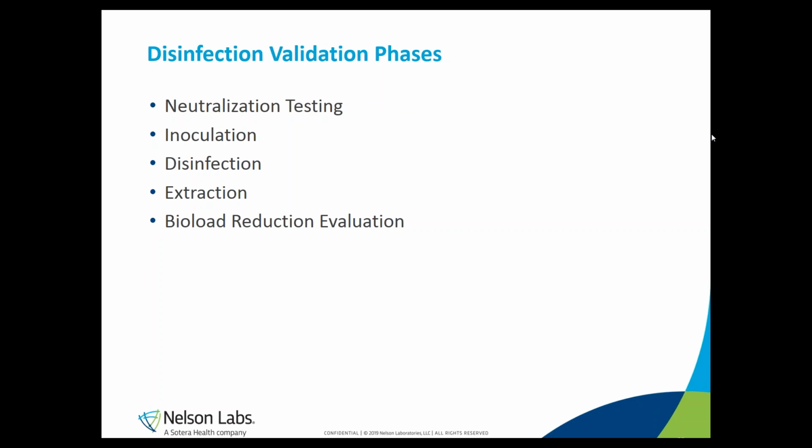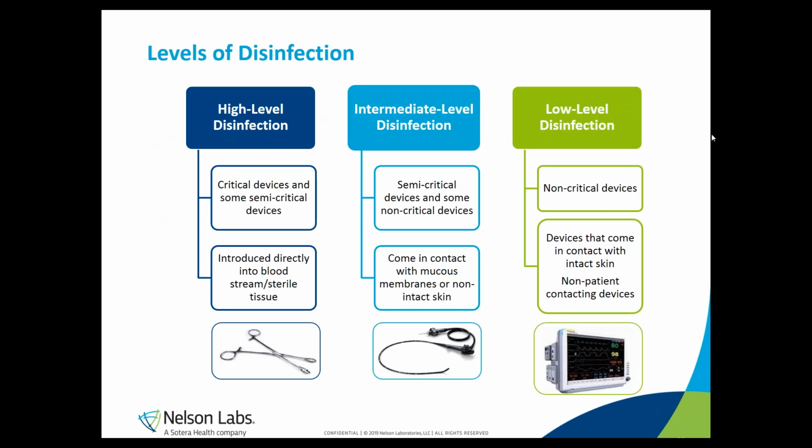As you can clearly see here in this slide, there are different levels of disinfection, namely high level, intermediate level, and low level disinfection. We can help you determine what level of disinfection is appropriate for your device based on its use and where it fits in the Spalding classification. This classification makes a difference between critical, semi-critical, and non-critical devices.